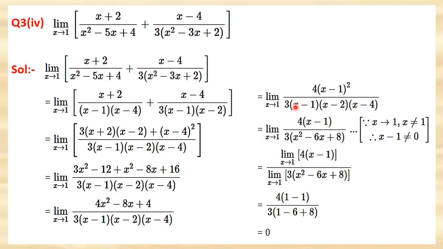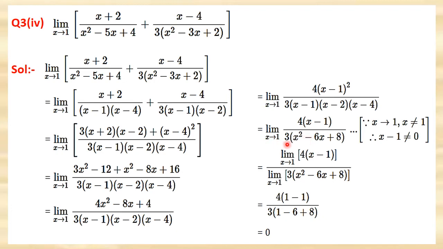And x minus 1 can be cancelled from both numerator and denominator. Then 4 into x minus 1 upon 3 into x minus 2 into x minus 4 you can keep as it is, and apply the limit and see whether the denominator is now becoming 0 or not.